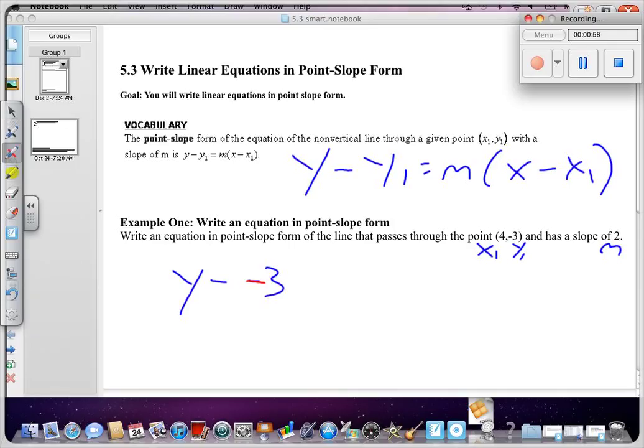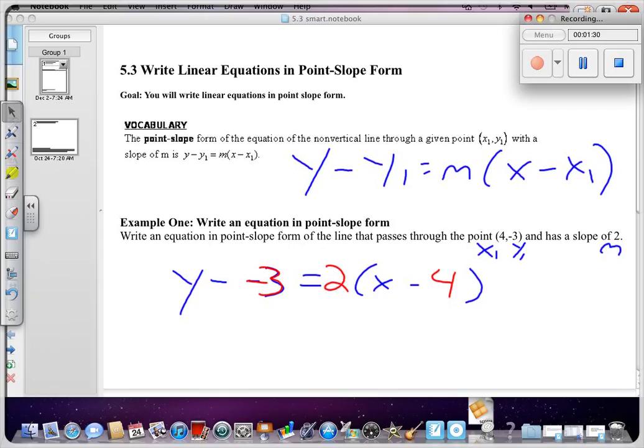So let me do this. I'm going to show you which ones I'm plugging in with red, equals the slope times x minus 4. Do you see the red are the ones that I plugged into the equation? The rest of the equation stayed the same? Okay. So that's an equation in point-slope form. That's all you have to do. If you have the point and the slope, you can simply plug it into this equation.